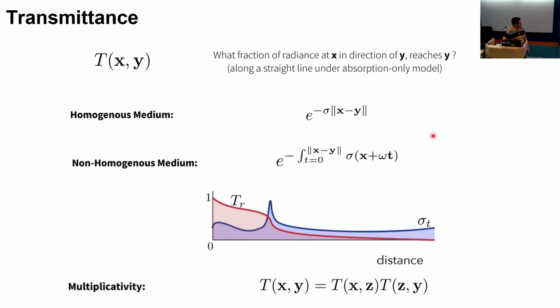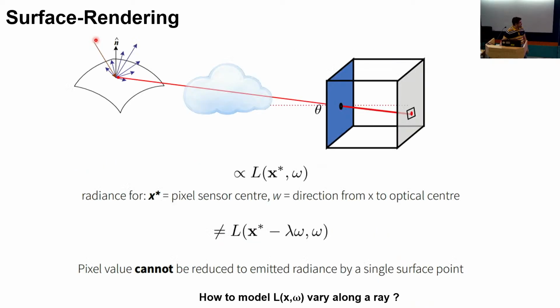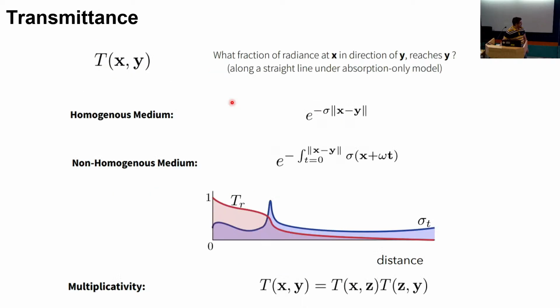To model this, we will introduce one more term, called transmittance. This transmittance is very useful for us because this is unknown to us, right? We want to model that if light is coming from this point, it might get occluded. So this transmittance is exactly doing that. It models, along a straight line, what fraction of light or luminance reaches y from a point x.